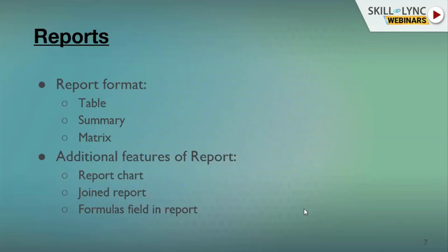And what are the additional features you can use in this report? As I told you, you can use the report chart. In the report, you can also get a customizable view of the data in that particular report. Now, what is a joint report? Joint report means you created two different reports on two different objects, and based on that requirement, you can join both the reports with the report types.